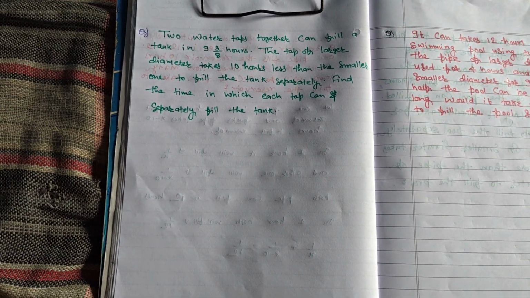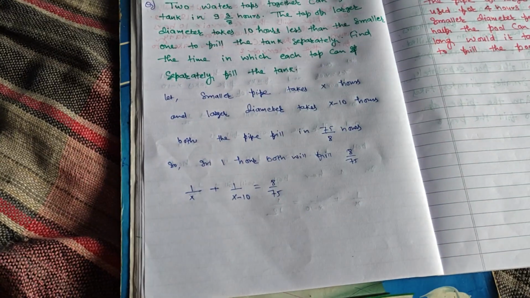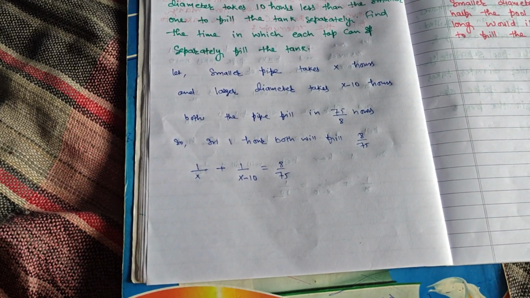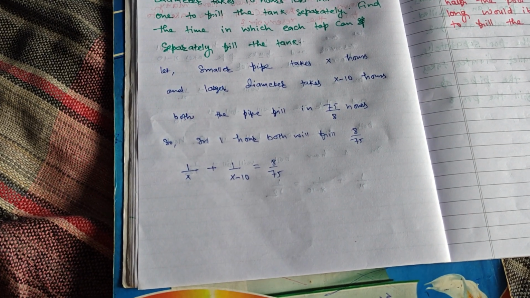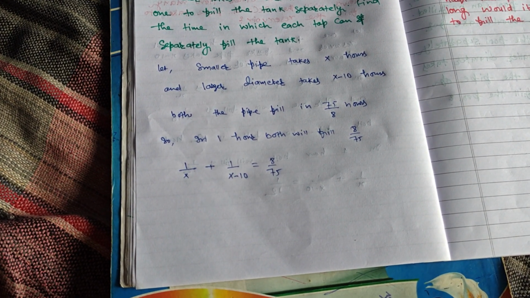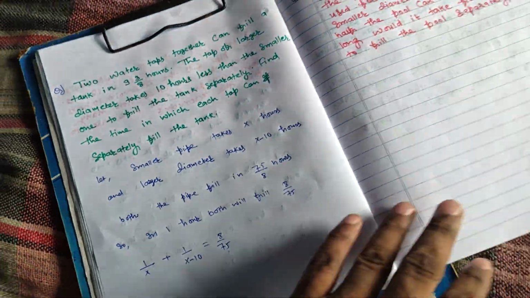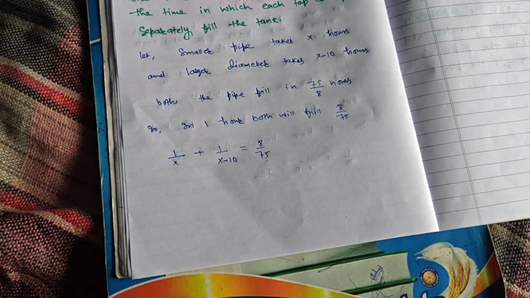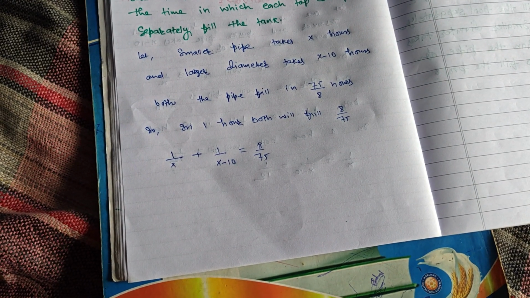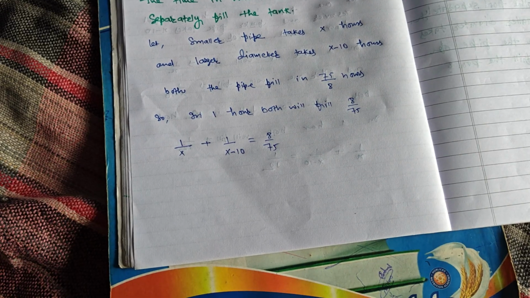So we can write, we get an equation: 1 upon X plus 1 upon X minus 10 is equal to 8 upon 75, where 1 upon X is the smaller diameter and 1 upon X minus 10 is the larger diameter, and both relate with the equation 1 upon X plus 1 upon X minus 10 is equal to 8 upon 75.